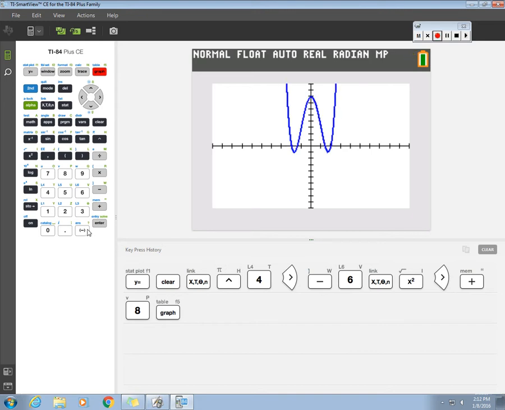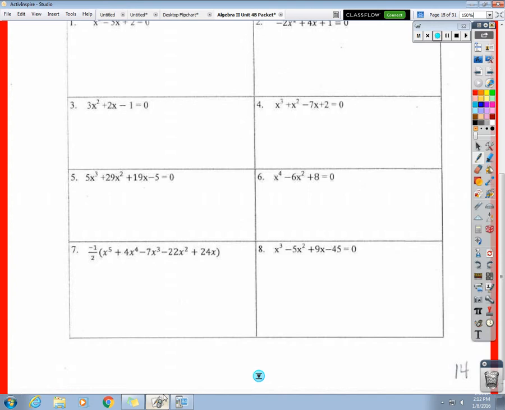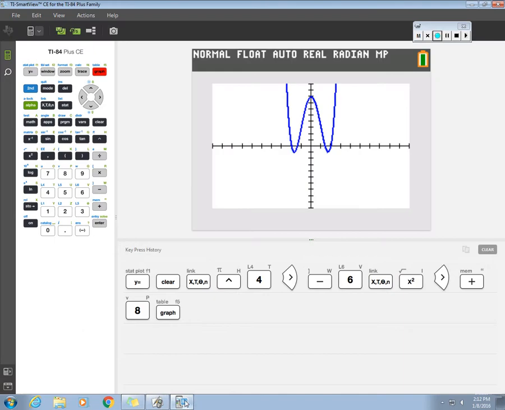Okay, so how many x-intercepts do we see? 4. 1, 2, 3, 4. And why exactly were there 4? It's degree 4. This is a quartic polynomial. So we were expecting 4 solutions. Now, 2 of those solutions are pretty easy to identify. Hold on. Okay, 2 of the solutions are pretty easy to identify.